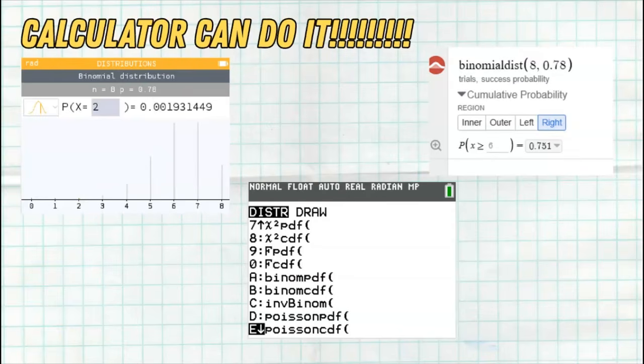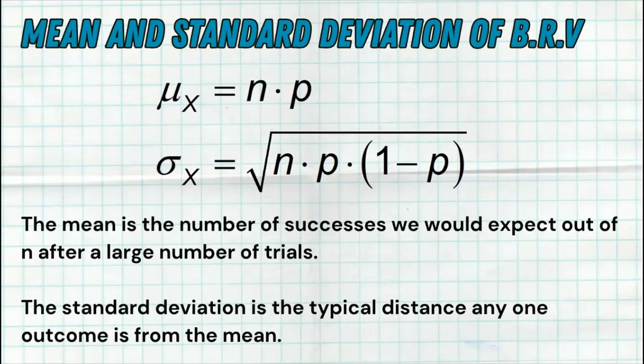All right, but there's one more thing I'm going to teach you before we dive into some examples. Let's now talk about the parameters of a binomial random variable. Now remember, the parameters are the mean and the standard deviation if the random variable were to be repeated a large number of times. So if we were to repeat this scenario, the average or the mean or the expected value is what we would expect in the long run. And this is a really, really easy formula, n times p.